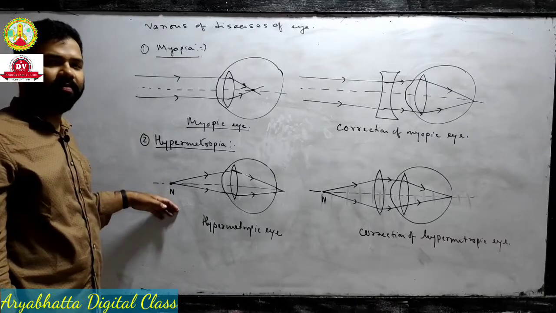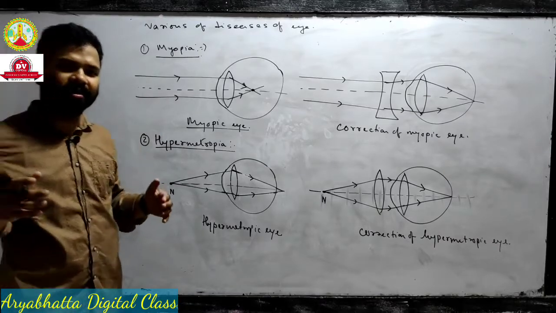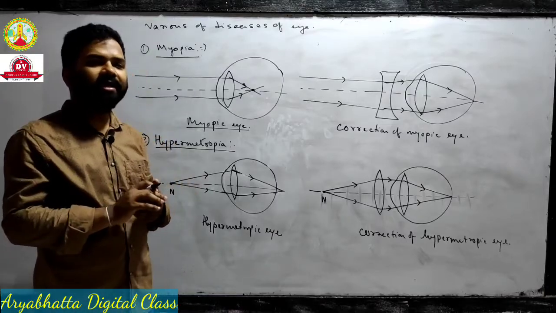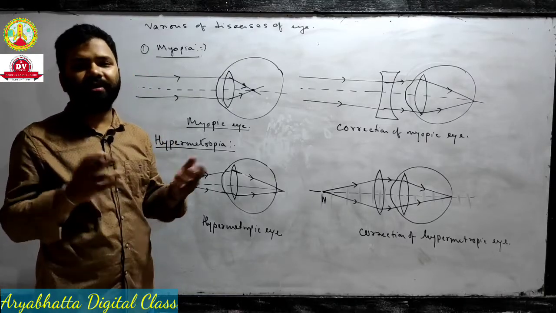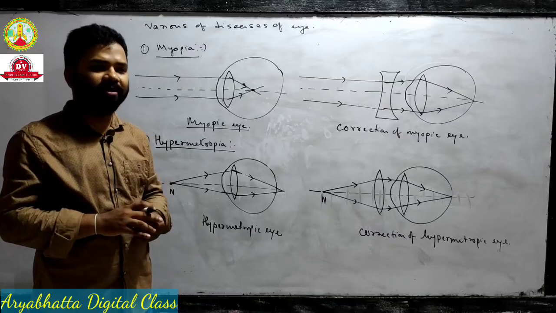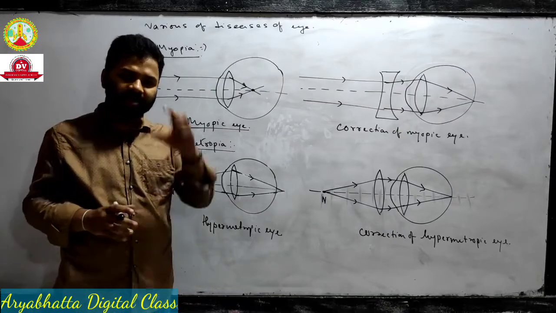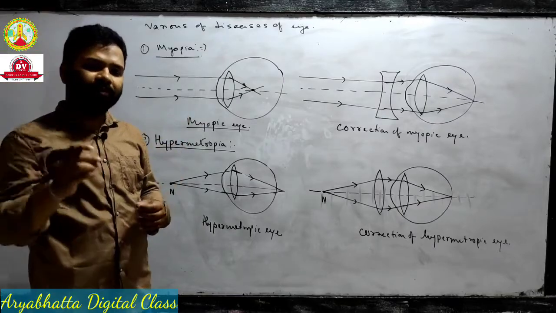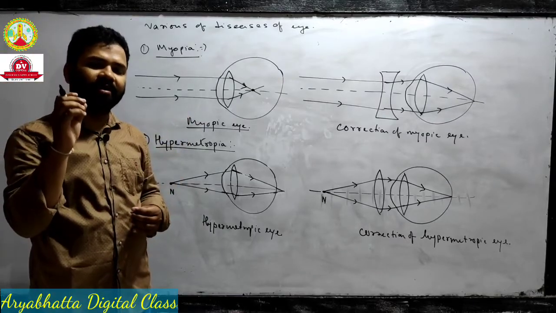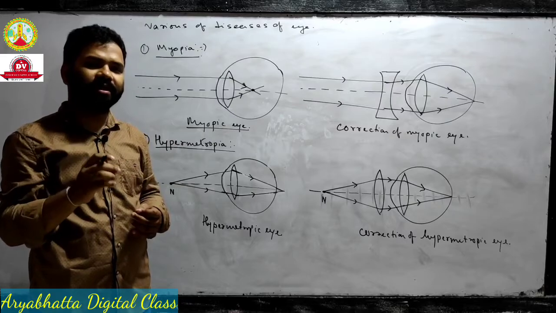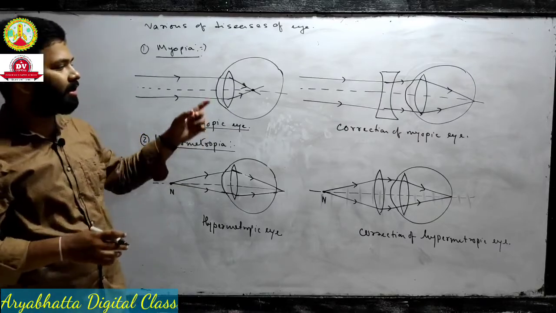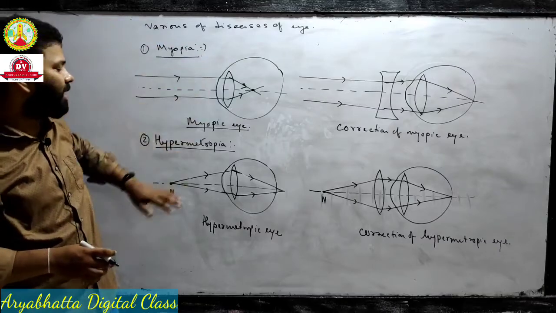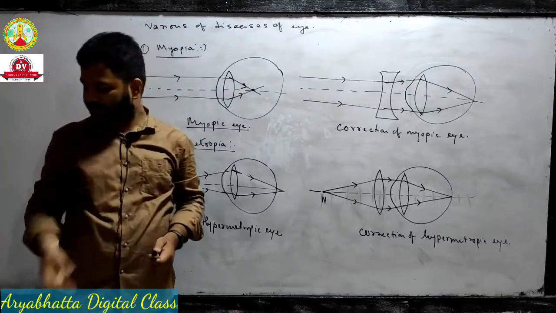So presbyopia is a combination of these two: if a person cannot see the nearby object as well as the distant object clearly, then he will be treated as suffering from presbyopia. So there you have to use specs, and you have to make the specs by using two types of lenses. One will be concave and another one will be convex. So presbyopia is simply the combination of myopia and hypermetropia.